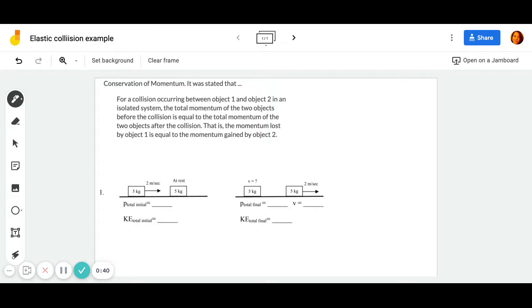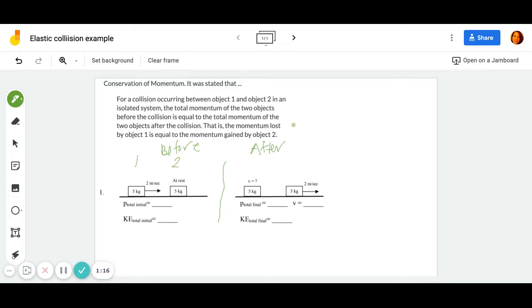Okay, so let's say you had two objects here. This is the first problem from the worksheet. So this is object one. This is object two. Before it collides, we could write a little line here. This is before. And this is after.